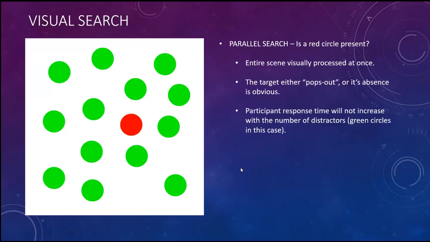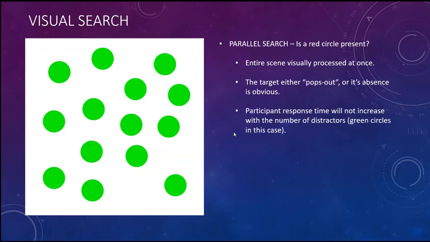Typically with visual search experiments, you might present participants with stimuli like this, and you may be asked, yes or no, respond as quickly and accurately as possible. Is there a red circle present? Now, in this case, we have what's called a pop-out effect. The target is either very obviously there, as in this case, or very obviously is not, as in this case.